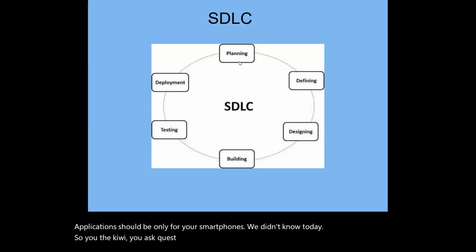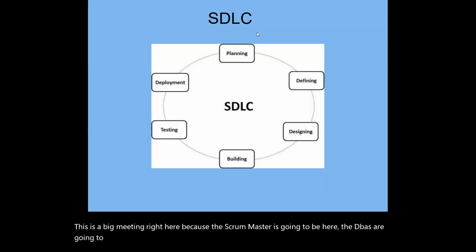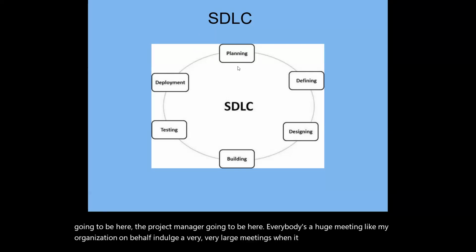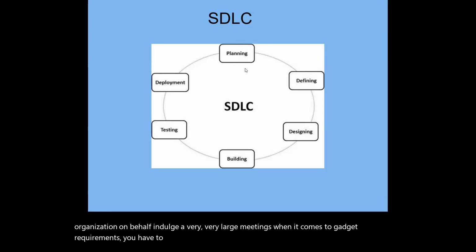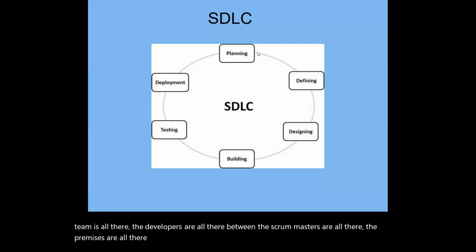This is a big meeting right here because the Scrum Master is going to be here. The DBAs are going to be here. The project manager is going to be here. Everybody's there, a huge meeting. In my organization, we have very, very large meetings. When it comes to gathering requirements, you have to be there. The QA team is all there. The developers are all there. The Scrum Masters, the project managers, the managers are all there. The meeting lasts about 1 hour.